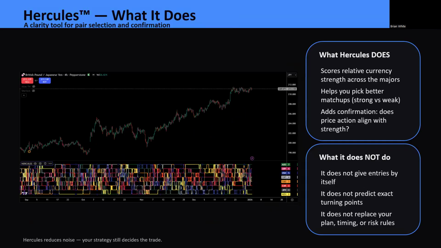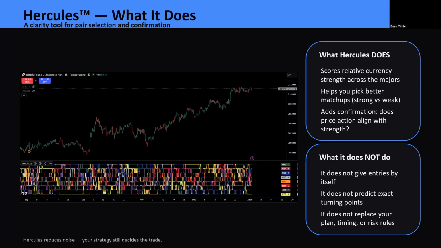So Hercules is not a buy sell type button. It's kind of a support tool, especially for which pairs you're selecting to trade. Most traders lose because they trade the wrong thing at the wrong time. They buy a weak currency, sell a strong currency, or they take setups when strength is kind of tangled up. If you look at the bottom, it gets real noisy. Now, that's a good indication. It's hard to read what's tangled up on this particular one.